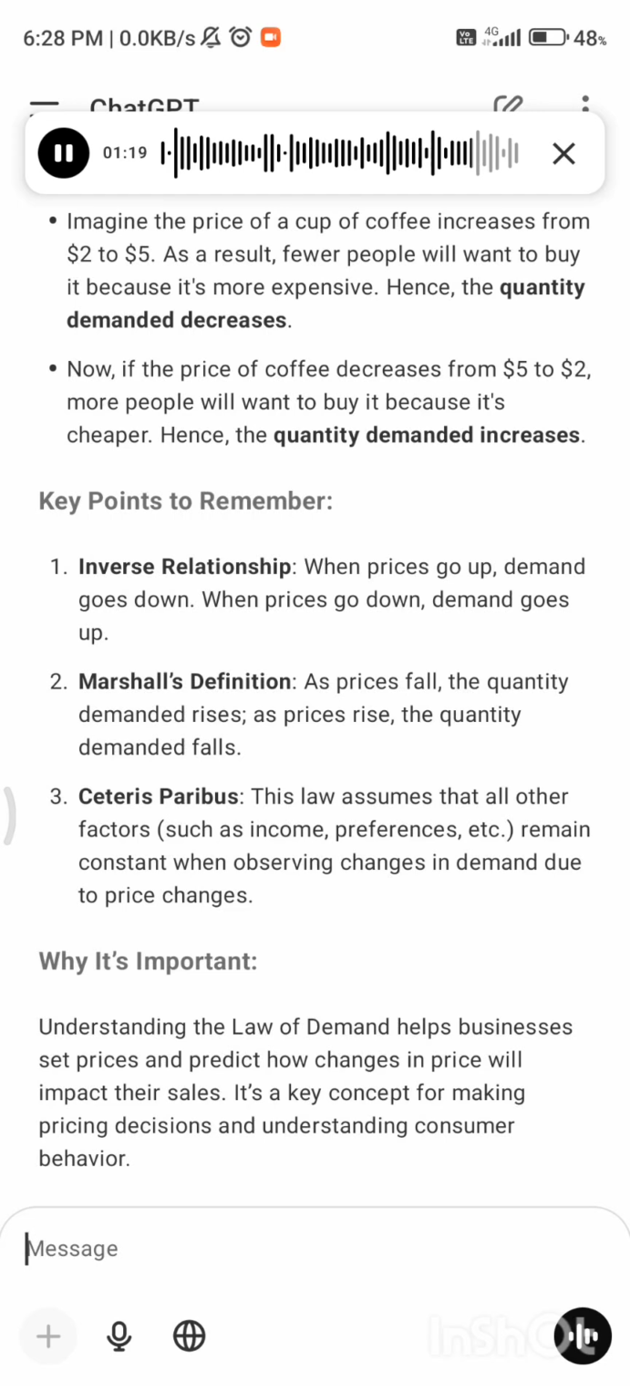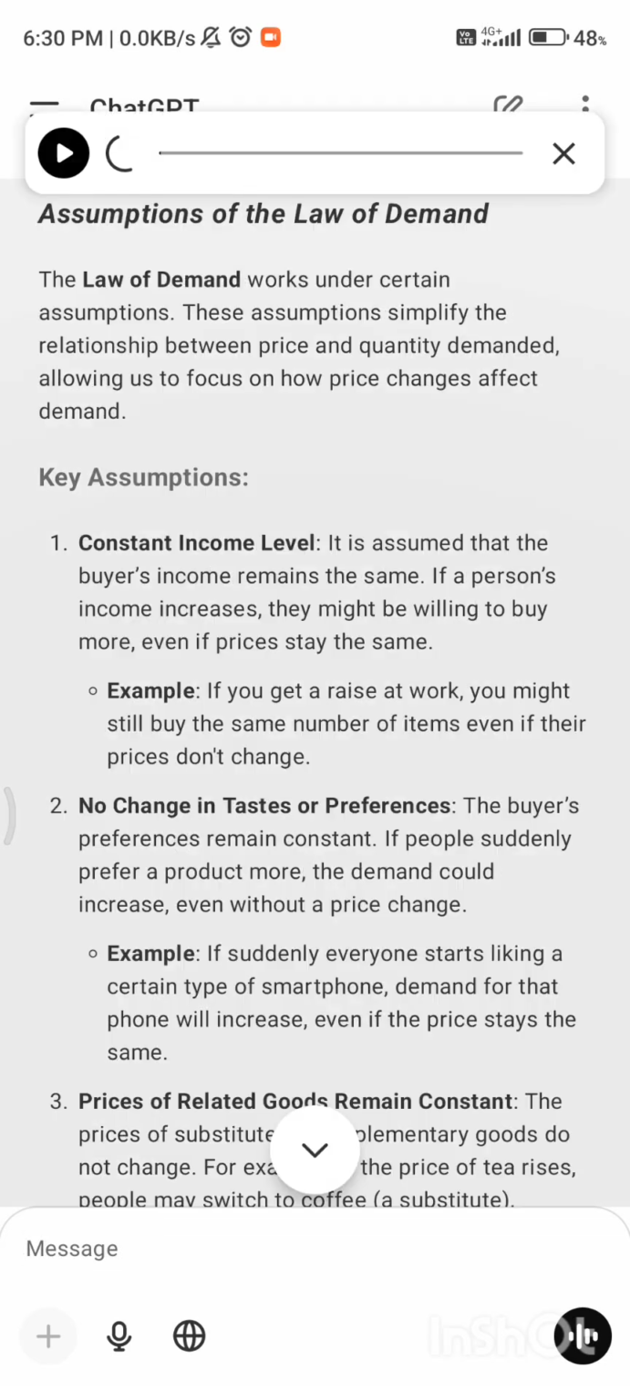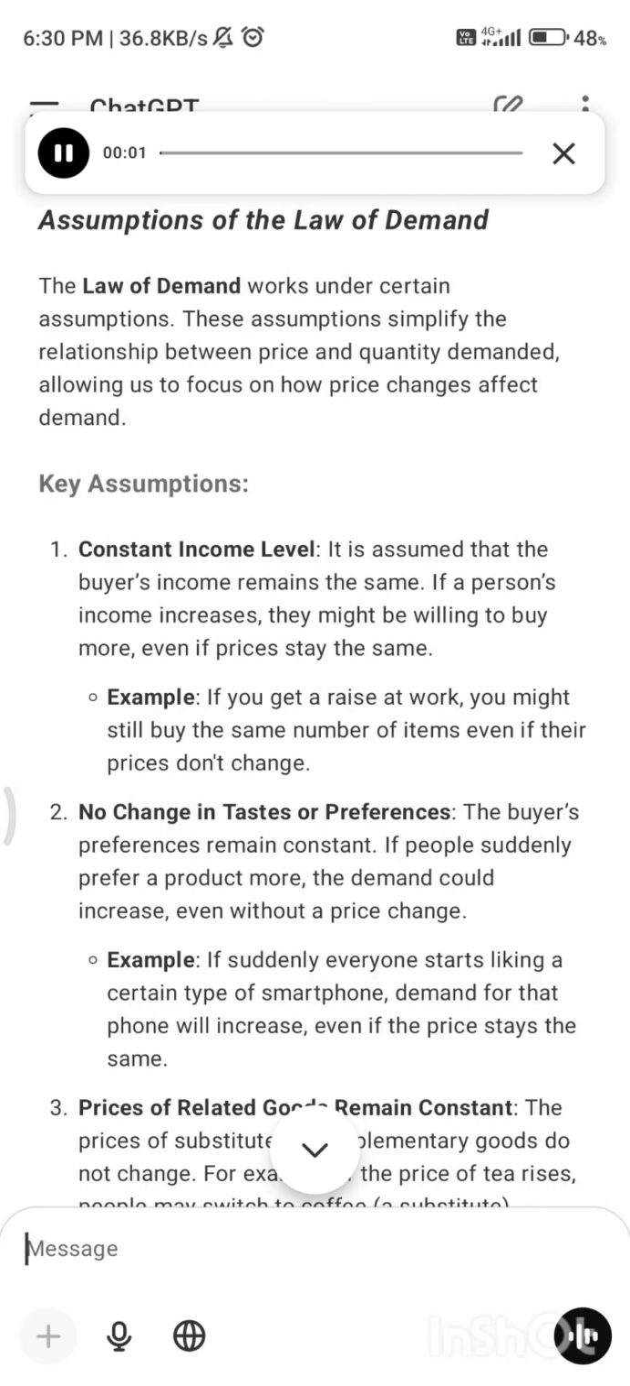Why it's important. Understanding the law of demand helps businesses set prices and predict how changes in price will impact their sales. It's a key concept for making pricing decisions and understanding consumer behavior. Assumptions of the law of demand. The law of demand works under certain assumptions. These assumptions simplify the relationship between price and quantity demanded, allowing us to focus on how price changes affect demand.